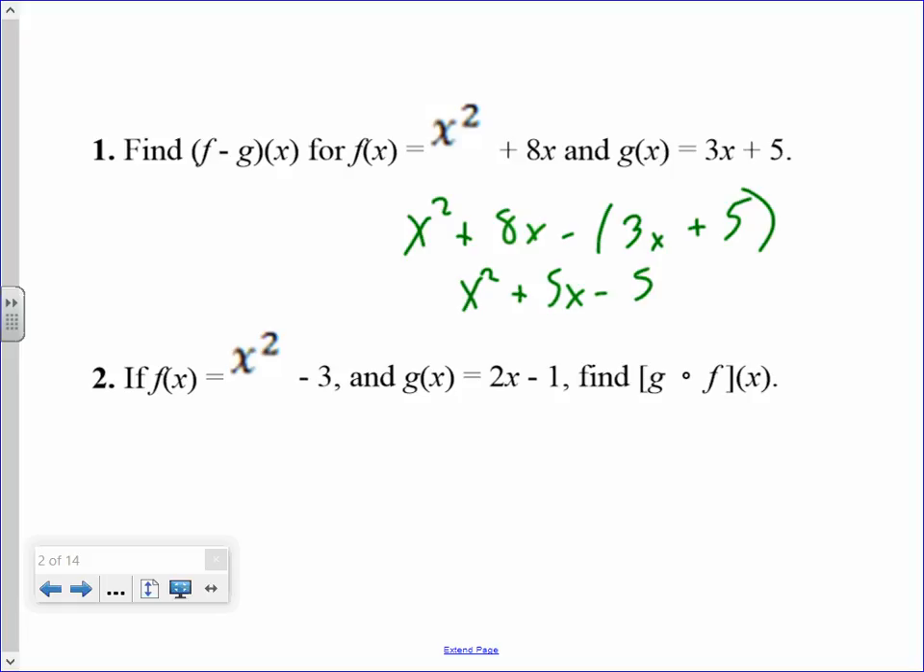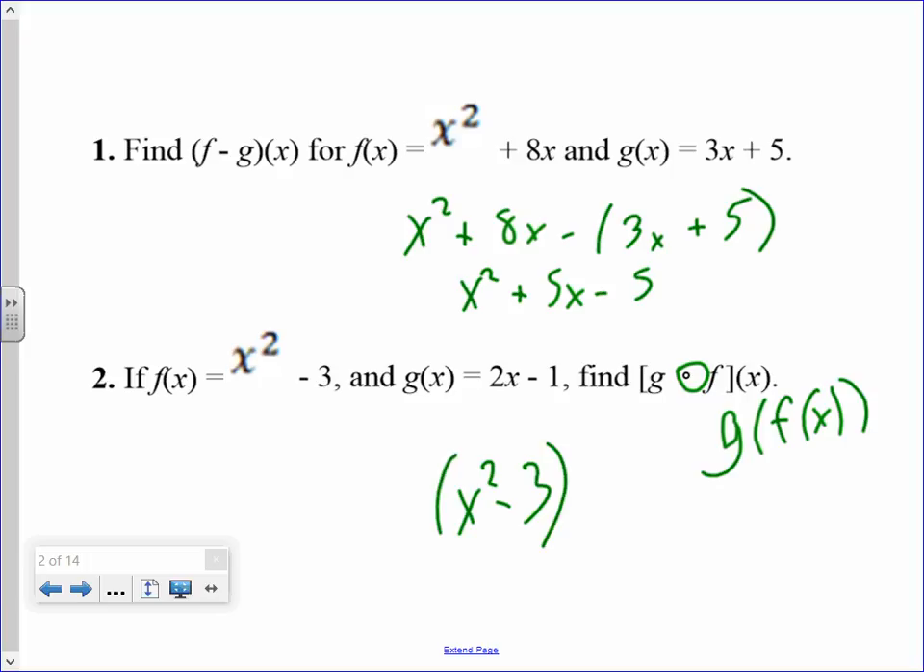And then you also have to pay attention to whether that's going to be an open circle or a closed circle. If it's an open circle, then you're looking at g of f, which means you're going to put the f function into the g function. So you write the f function, x squared minus 3, and that goes in as x in the g function. g is 2x minus 1, so the x squared minus 3 takes the place of the x in the g function.